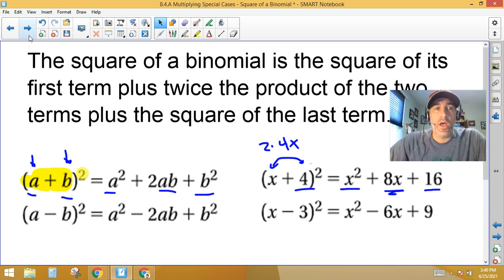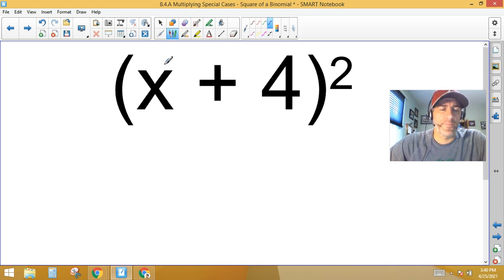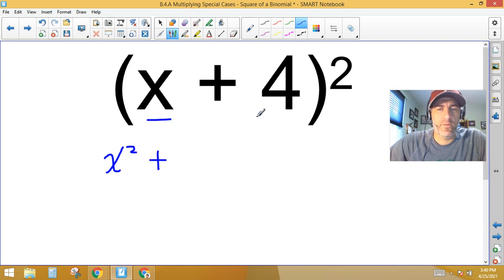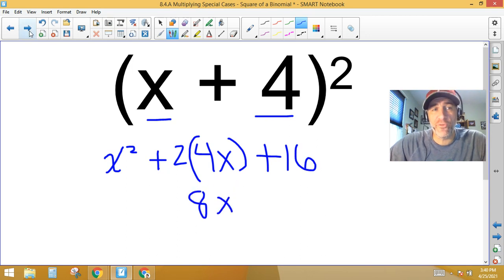If you don't recognize this shortcut, you can just expand it out, use an area model, use FOIL, whatever you want to do. But this is just the shortcut here. So if I look here, x plus 4 squared, well, what I get would be x squared plus 4x, but I need two of them, plus 16. So this would end up being 8x. Oh, this was the same example I did on the previous page. I didn't realize this was the same example, but I do have two more for you.